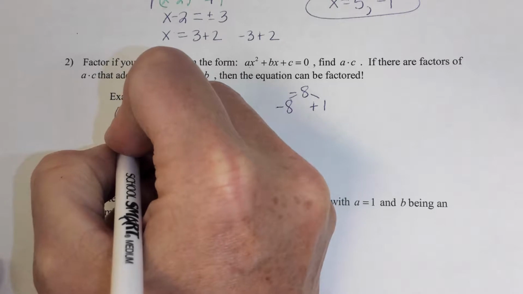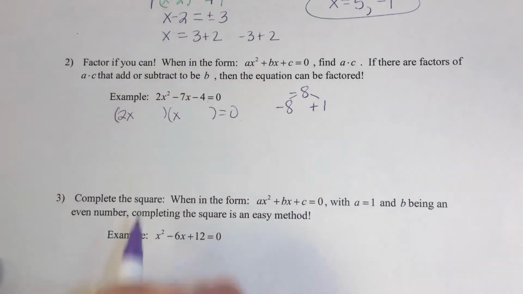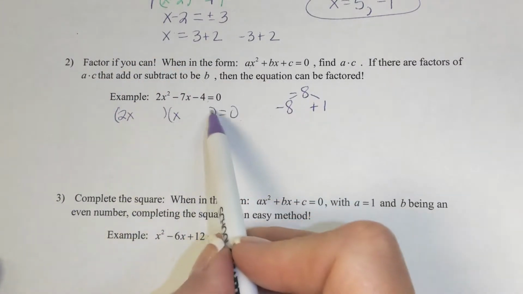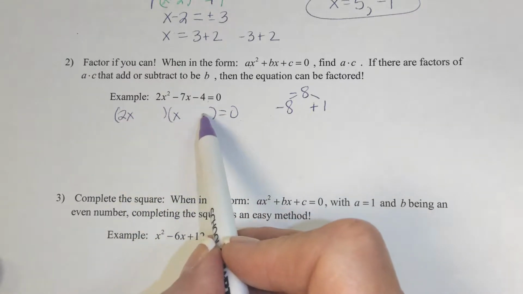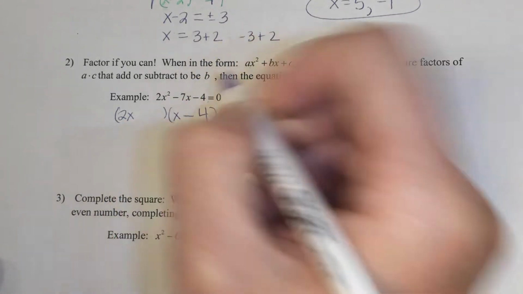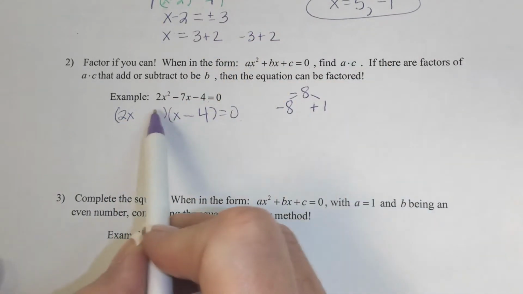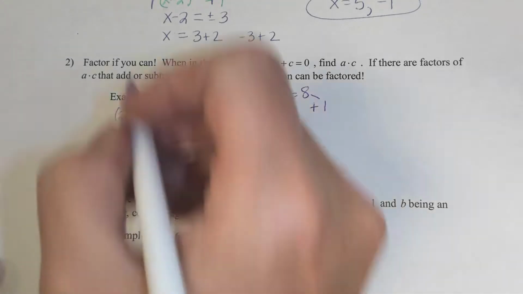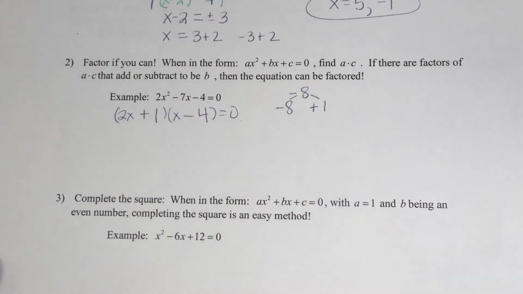I'm going to put my 2x here, my x here. I know I need to have a negative 8, so what am I going to put here in order to get that negative 8 that I need? Minus 4. And then on my inners, I'm going to need to have a positive 1, so I'm going to have to put plus 1.